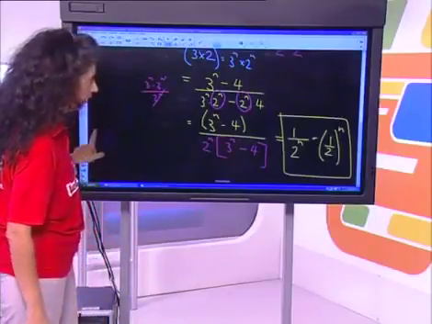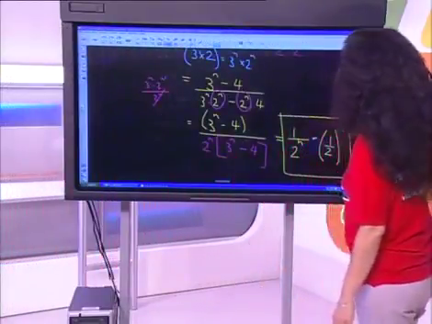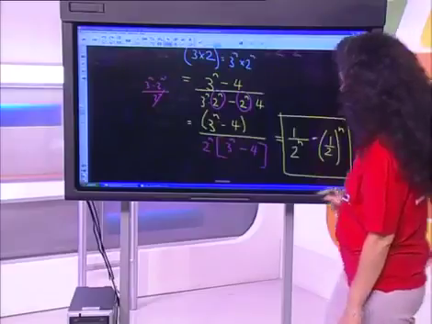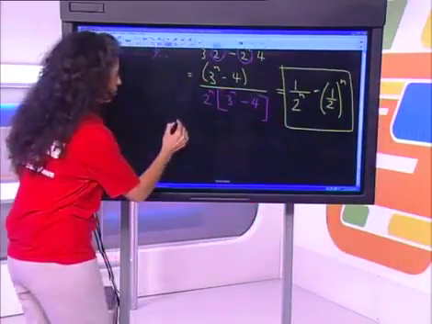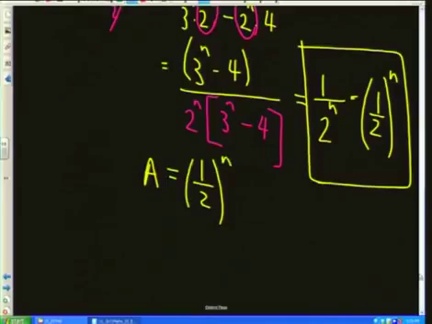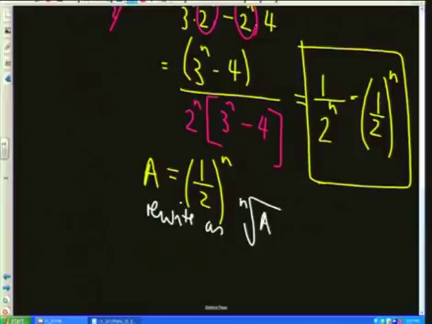Okay, so let's now see what was originally part B of that question, which was to rewrite the answer in this format. So we now have a equals a half to the n. And the question said, please rewrite this in that format. What would it look like? We now have an exponential format. And how would we write it as a root?